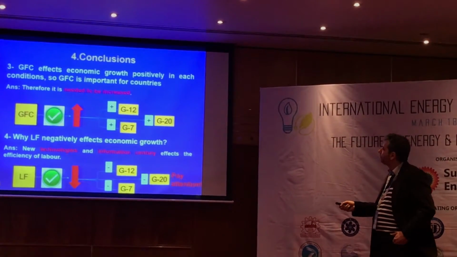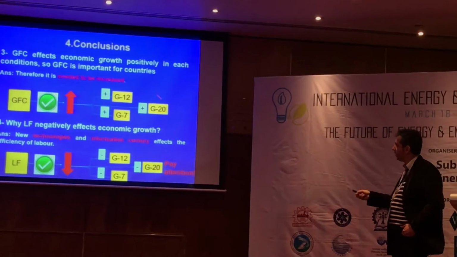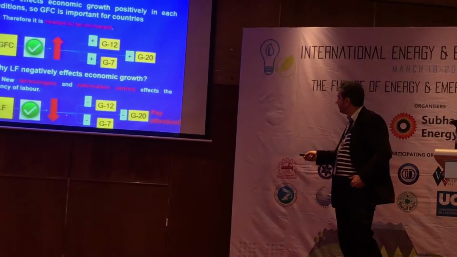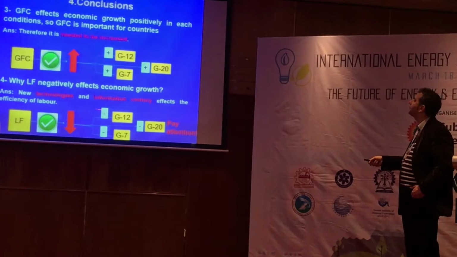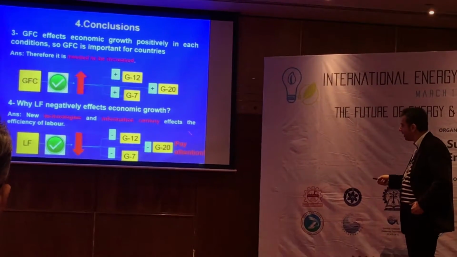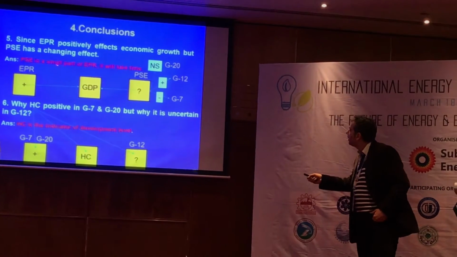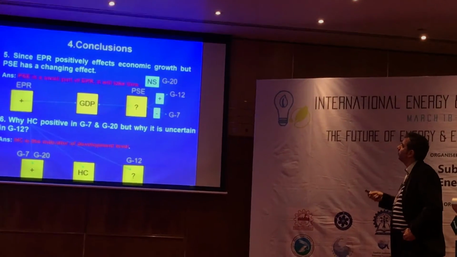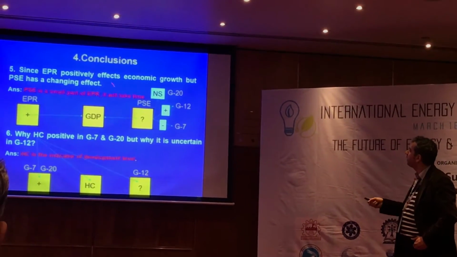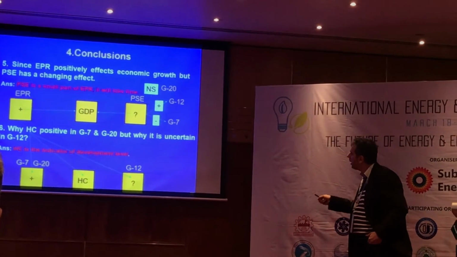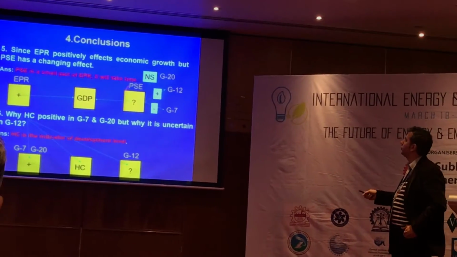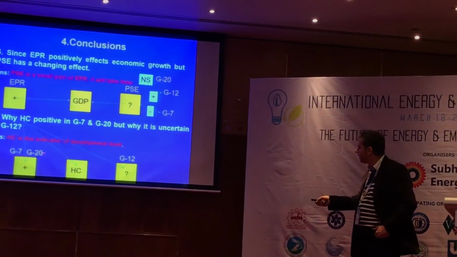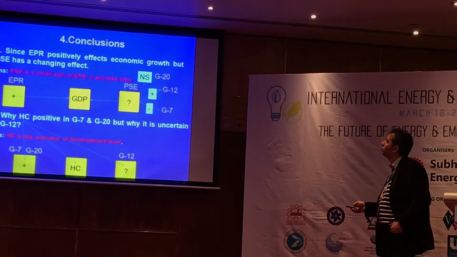Third, gross fixed capital, as we expect, should increase GDP in all groups of countries. Fourth, the labor force variable decreases GDP per capita, so countries should pay attention. We will explain. Fifth, since electricity produced from renewable energy positively affects economic growth, it has changing effects on produced solar energy. And human capital is positive for G7 and G20 countries, but it's indefinite for G12 countries.